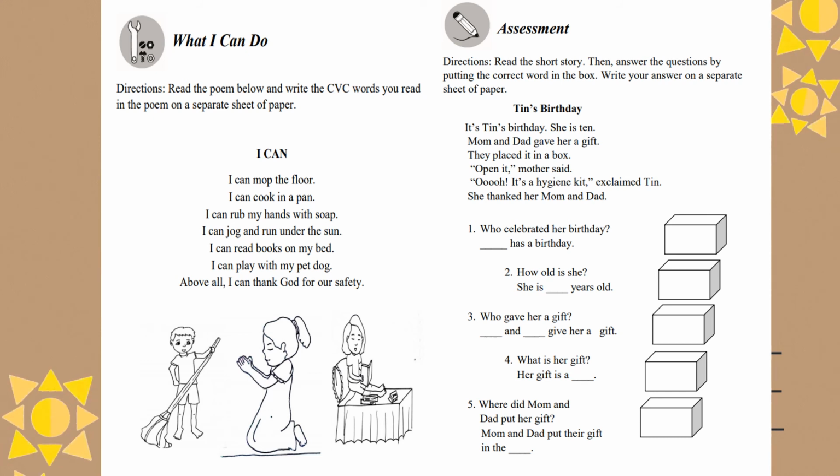Number one question, who celebrated her birthday? Number two, how old is she? Number three, who gave her a gift? Number four, what is her gift? And number five, where did mom and dad put her gift?